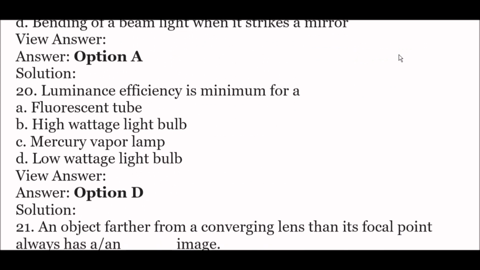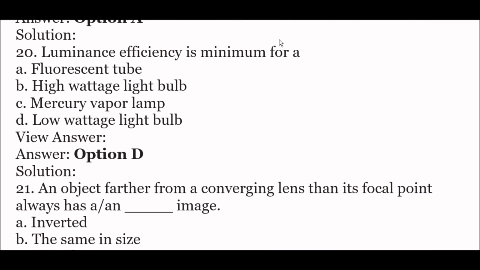Next question. Luminance efficiency is a minimum for option A fluorescent tube, option B high wattage light bulb, option C mercury vapor lamp, option D low wattage light bulb. Right answer here is option D low wattage light bulb. Luminance efficiency is minimum for a low wattage light bulb.